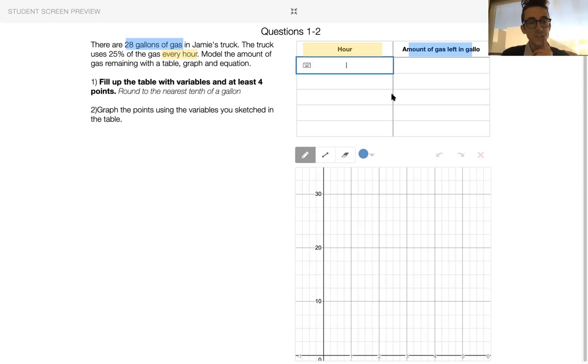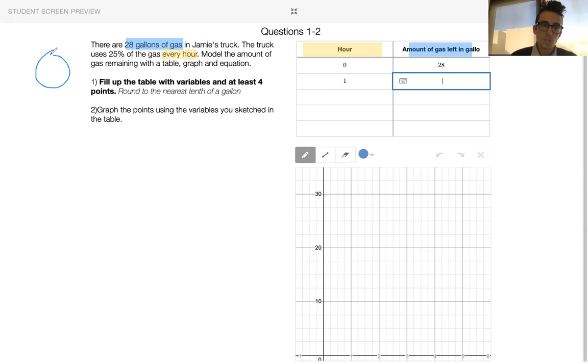All right, so at the very beginning, Jamie only has 28, so that's at hour 0. I'm then taking this further to hour 1. And so how's this going to change? How can we articulate this? Well, I know that the truck uses 25% of the gas every hour. So maybe a visual will help. So 25% of the hour we lose. This is gone. And this happens every hour, okay?